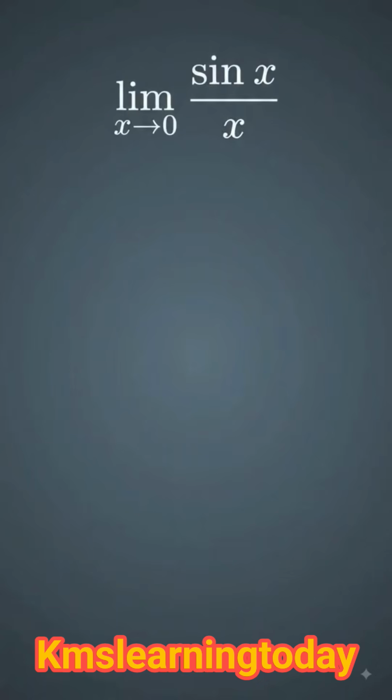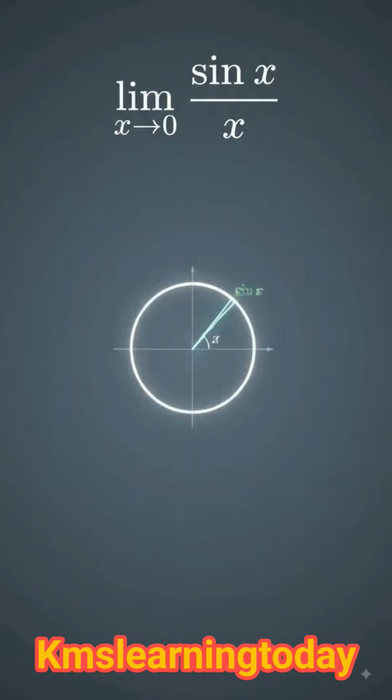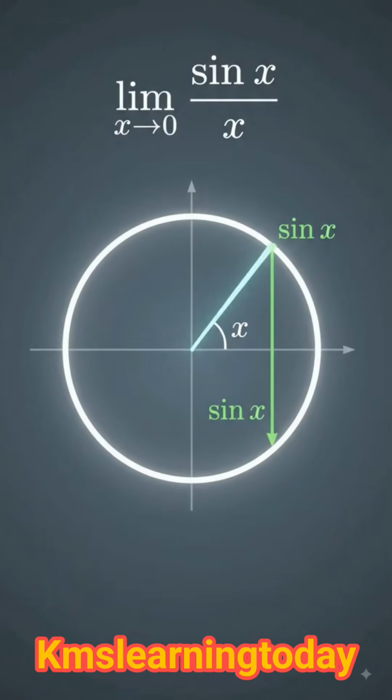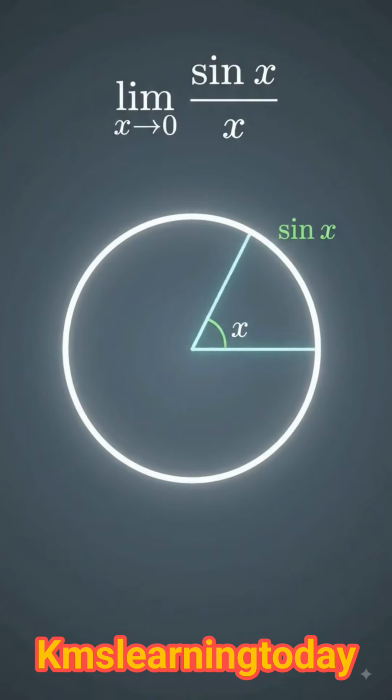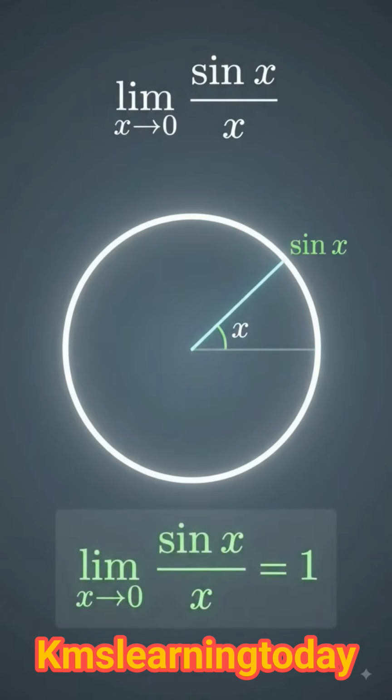One of the most important trigonometric limits is sin x divided by x as x approaches 0. Although direct substitution gives 0 over 0, the fundamental trigonometric limit tells us that the value is 1.